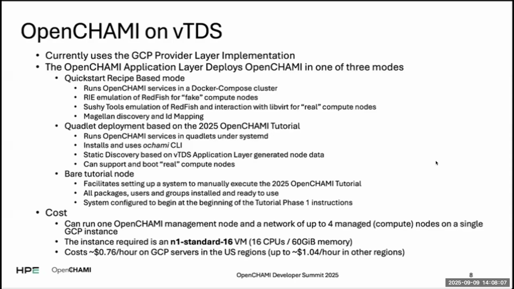And then it does Magellan discovery on either one of those networks of real or fake nodes, and runs that through ID mapping for reasons that I'm not going to talk too much about right now, and then passes that off to SMD.